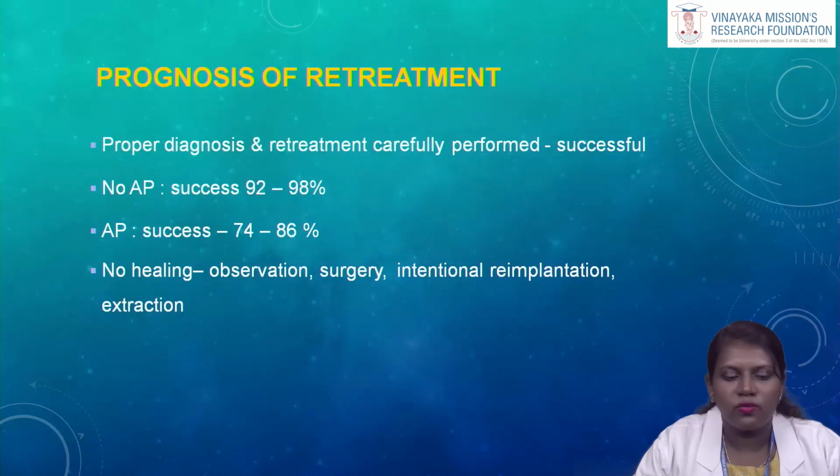What will be the prognosis of retreatment? Proper diagnosis and retreatment should be carefully performed, which leads to successful outcomes. If there is a case with no apical periodontitis, the success rate is around 92 to 98%. If there is persistent apical periodontitis, the success rate decreases to about 75 to 86%. If no healing is observed, we have to go for observation, surgery, intentional reimplantation and extraction methods.